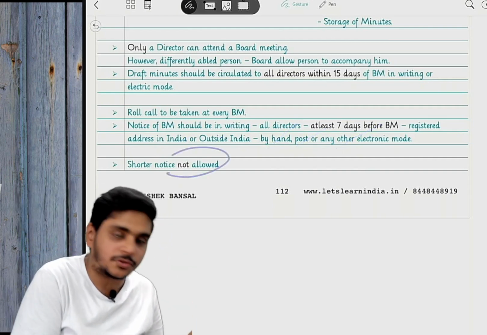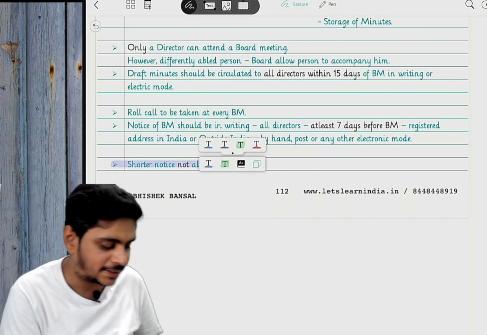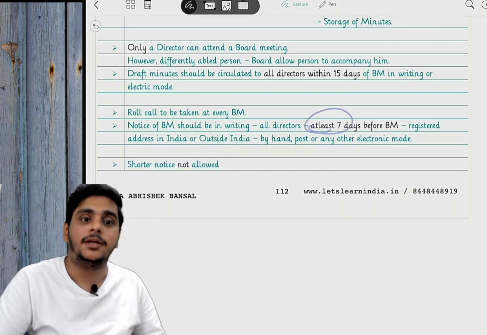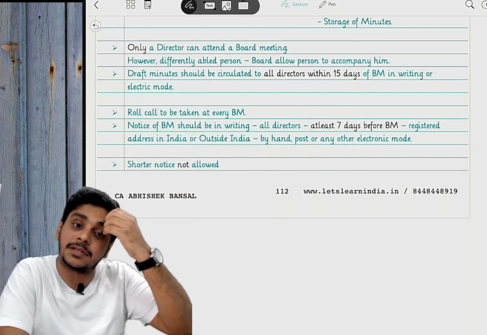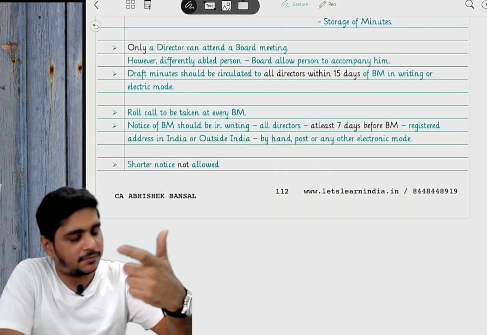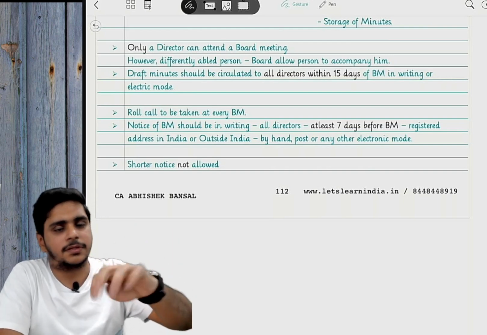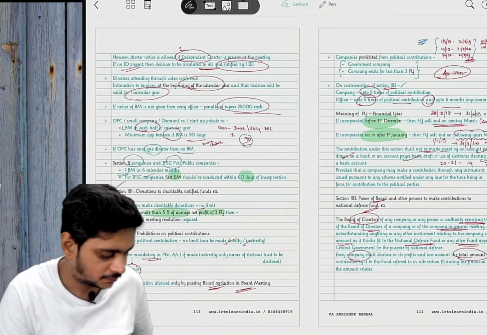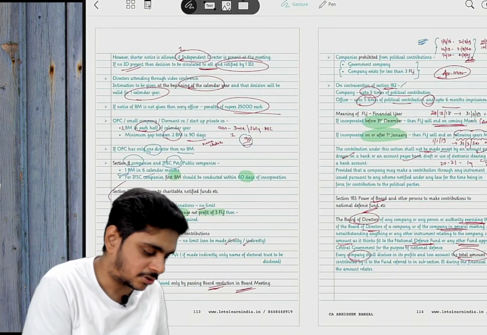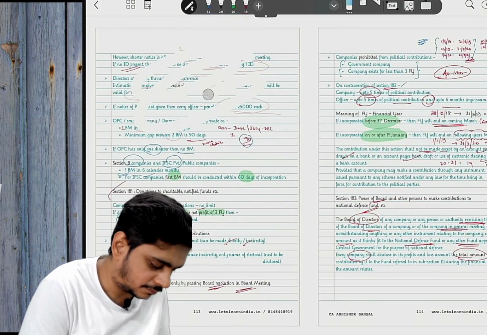Shorter notice is not allowed. Generally, there has to be a gap of at least 7 days before the board meeting. That is a minimum of 7 days. Can we keep a gap of 10 days? Yes. But 4 days is not allowed. Shorter notice not allowed.